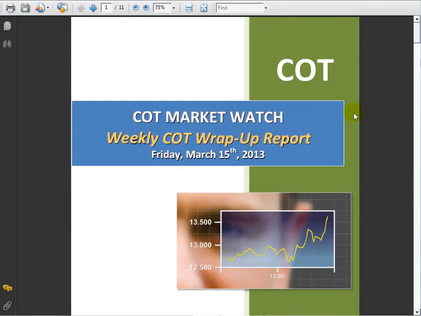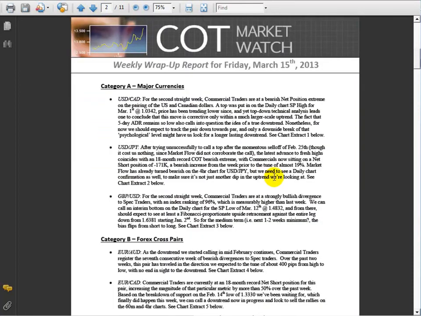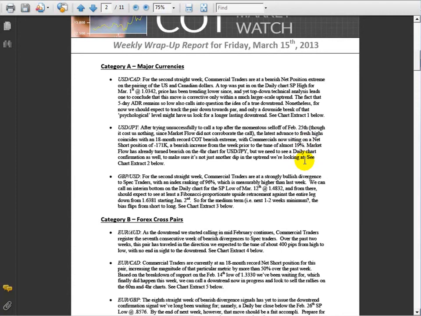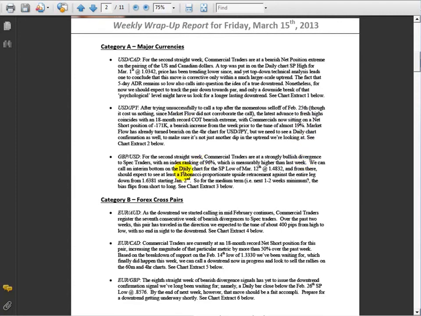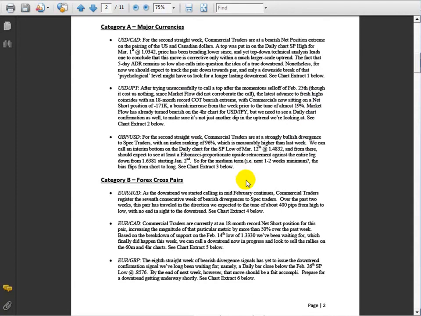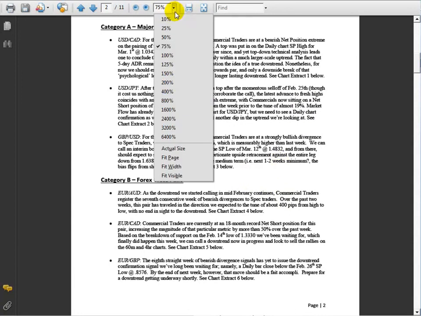wrap-up report. Again, I can't get the whole page view on here, but there's the title page. You can see this is posted for Friday, March 15th. And so we provide sort of a paragraph for each currency or other market that's doing something interesting, broken down by the categories that I just showed you a moment ago. And we'll just zoom out here a little bit.